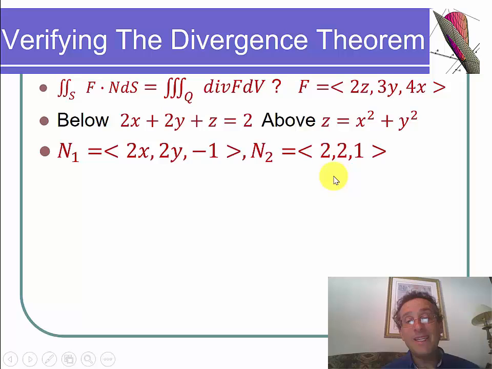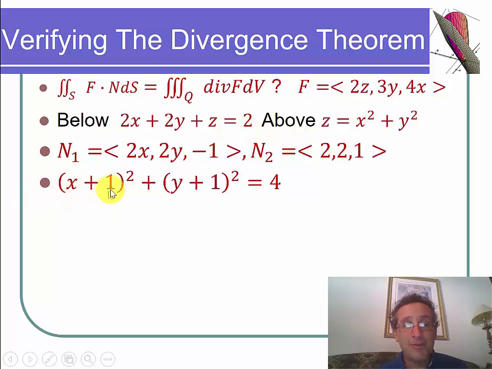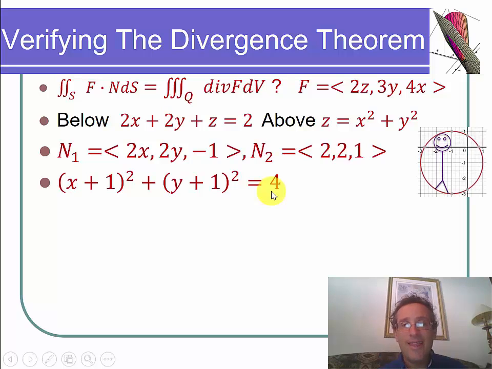Because we're going to integrate this over the region, and it's really the region of intersection, I need to find the intersection. So if I substitute x squared plus y squared for z in this first equation, 2x plus 2y plus z equals 2, and then I do some algebra magic, completing the square, I end up with (x + 1)² + (y + 1)² = 4.